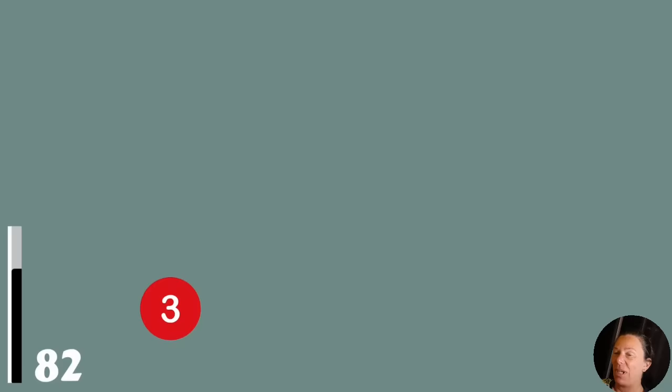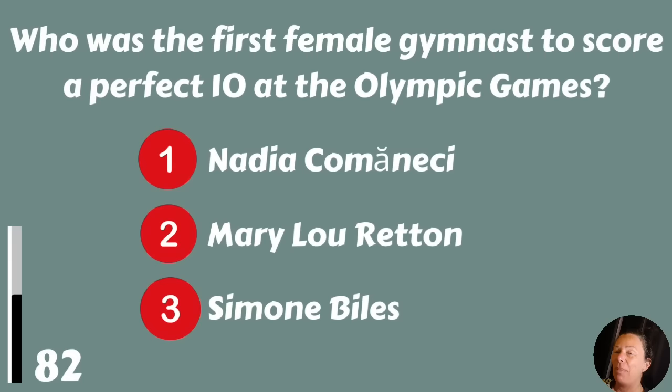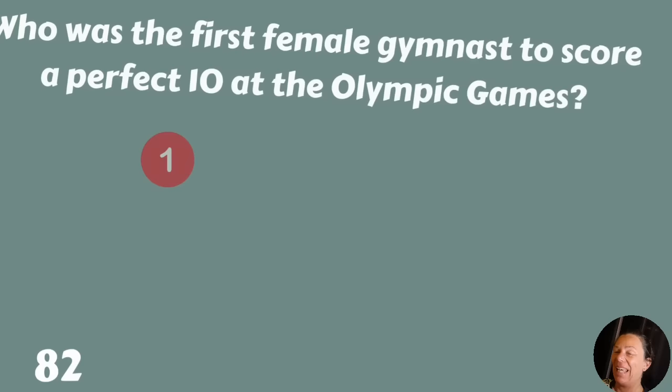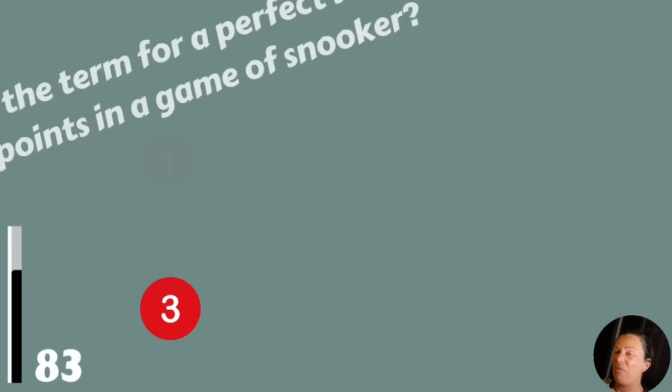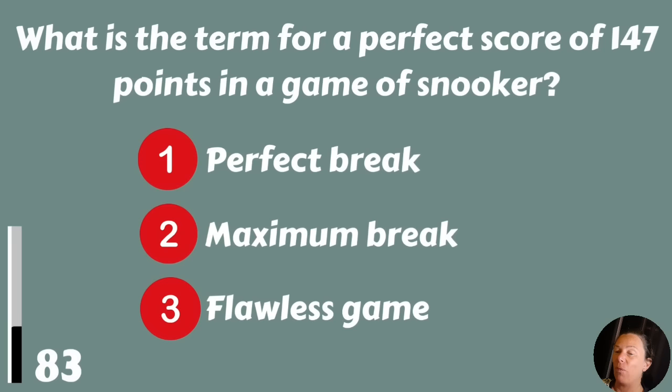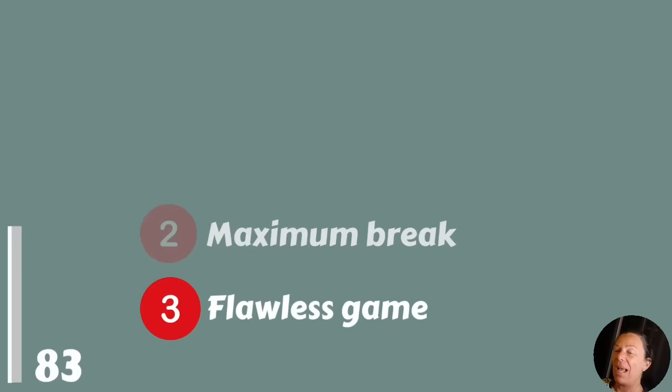Who was the first female gymnast to score a perfect 10 at the Olympic Games? Nadia Comaneci, Mary Lou Retton, or Simone Biles? Nadia Comaneci. What is the term for a perfect score of 147 points in a game of snooker? Perfect break, maximum break, or flawless game? Maximum break.